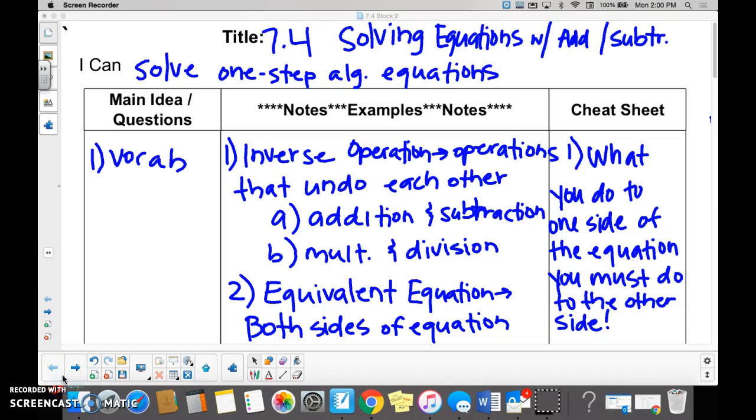7.4 when solving equations with adding and subtracting. I can solve one-step equations.